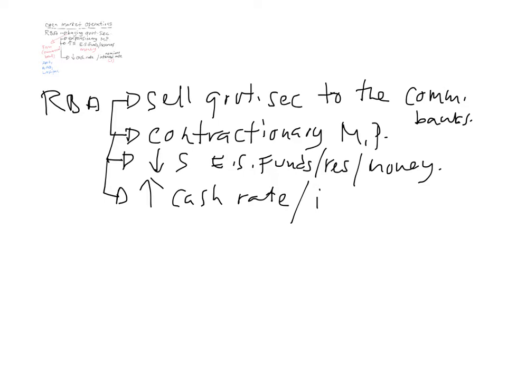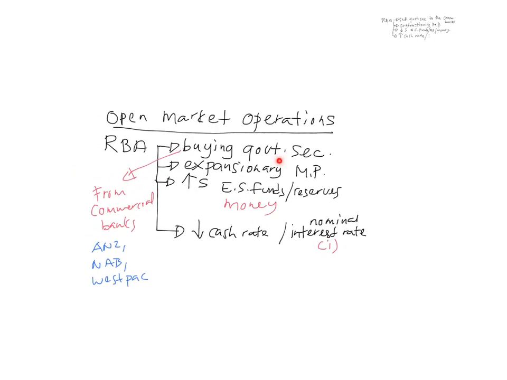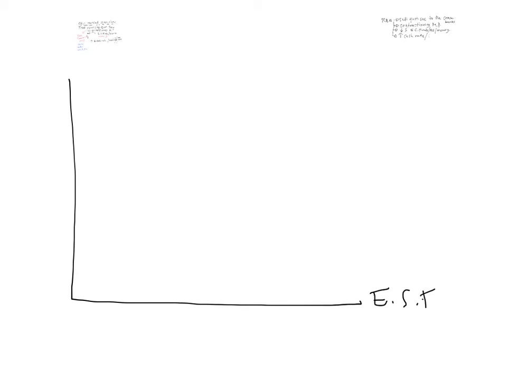So what does that look like graphically? Both these situations, what do they look like graphically? Let's start with the first situation, where we have our expansionary monetary policy, and the RBA will be buying government securities from the commercial banks, increasing the supply of exchange settlements and lowering the cash rate. So I will just draw that up. Over here you have your exchange settlement funds. Over here you have your cash rate or your nominal interest rate. It doesn't matter what you write really. I just write cash rate. You could also write nominal interest rate. As long as you're consistent, it doesn't really matter which one of the two you write.